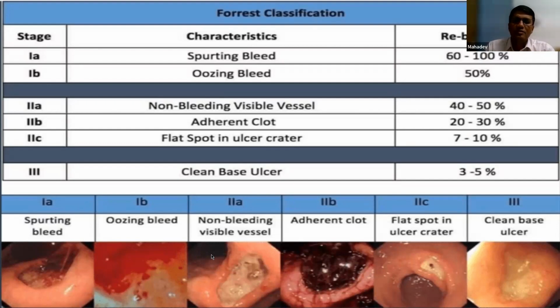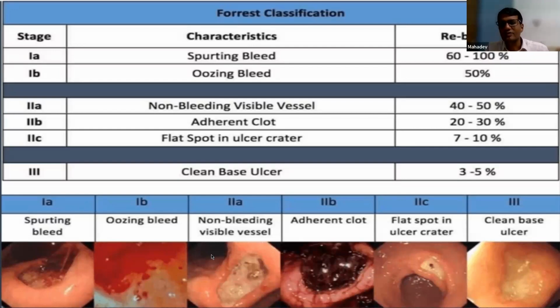Stage 2A, 2B, 2C, the chances are 40 to 10%. So 2A is non-bleeding visible vessel, 2B is adherent clot, 2C is spot in the ulcer crater. And stage 3 is clean ulcer base, which is a sign of healed ulcer. The rebleeding chance is very low, 3 to 5%.